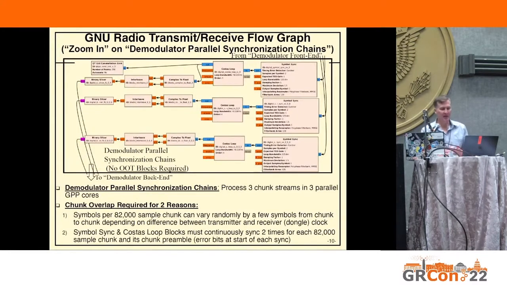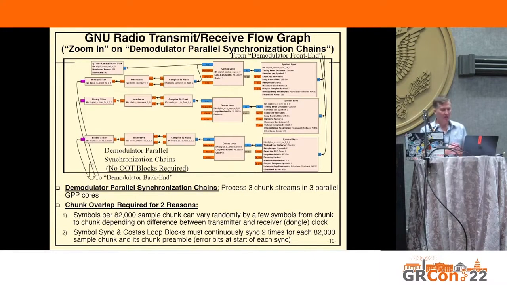Okay, this is the second part of the demodulator, the parallel synchronization chains. Please read this right to left. And basically I have three chains for 3 chunk streams. This is where I do the parallel portion of the demodulator to get the speed way up. The symbol sync tends to be the bottleneck for a QPSK or BPSK modem with GNU radios. So trying to put those in parallel and do 3 of them at the same time.